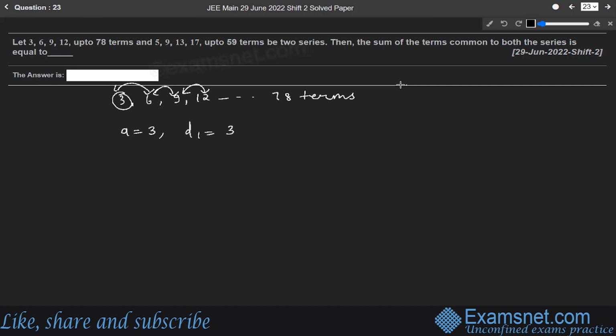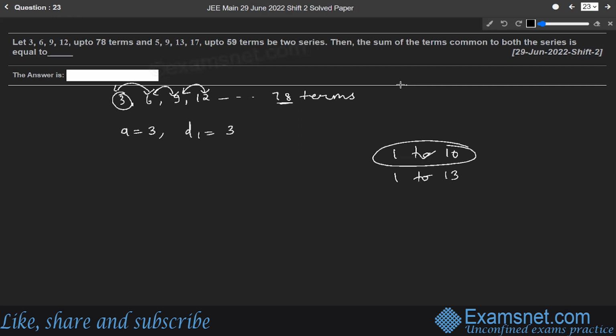Now let us find the last term for this given series. It is given that we have 78 terms for this series, right? Let us find the last term. Why are we finding the last term? Because if from both the series we have the last terms, then it will be easy for us to find the common terms in the series, right? Suppose a series contains numbers from 1 to 10 and another series contains the numbers from 1 to 13. Then what are the common numbers in both the series? The common numbers are from 1 to 10 only. That is why we are finding the last term.